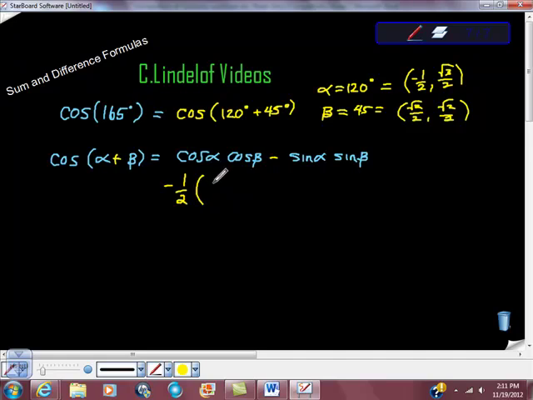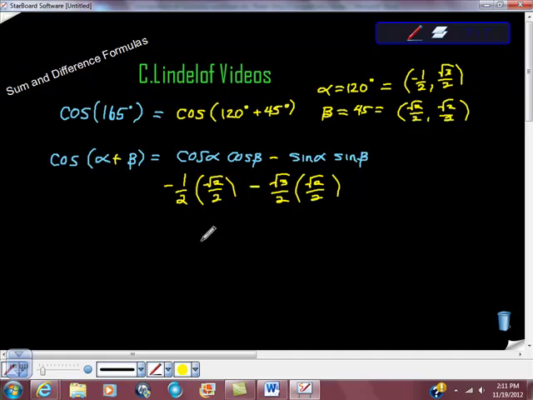So cosine alpha is negative 1/2, isn't it? Cosine beta is square root 2 over 2. This negative sign right here is this negative sign. Sine alpha is square root 3 over 2, isn't it? And sine beta is square root 2 over 2, right? So far, so good?